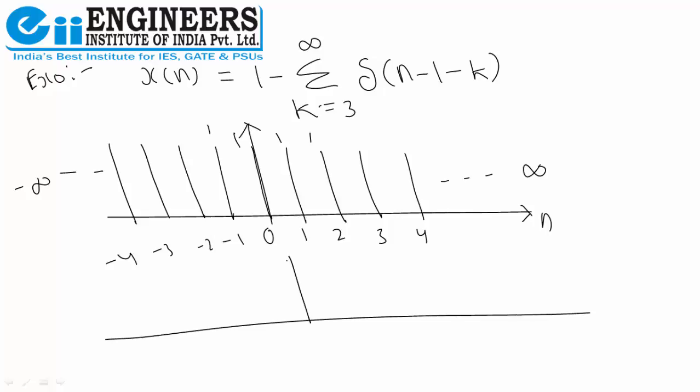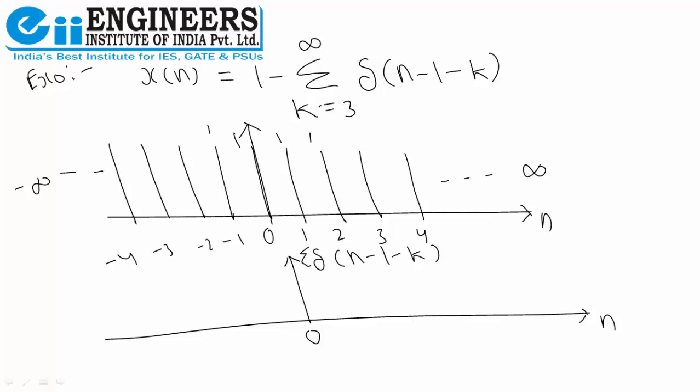Right, now if I want to draw delta of n minus 1 minus k, then this signal, how to draw? Very simple signal. Here the summation varies from 3 to infinity. Suppose the k value is 3, then what is the answer? Delta n minus 4.